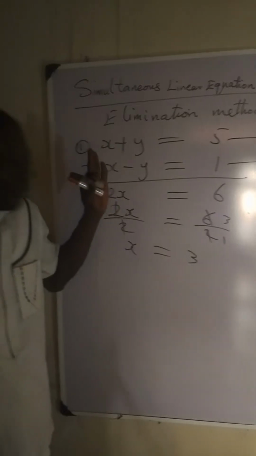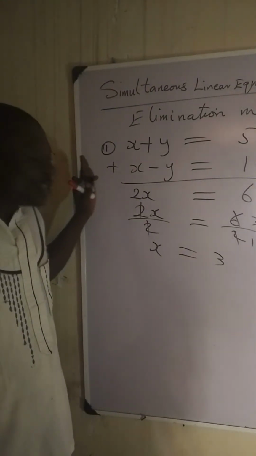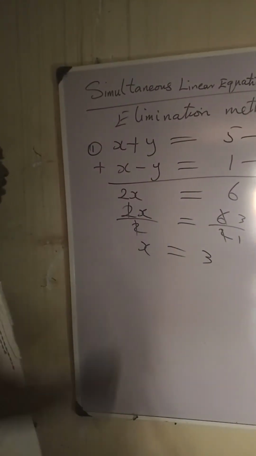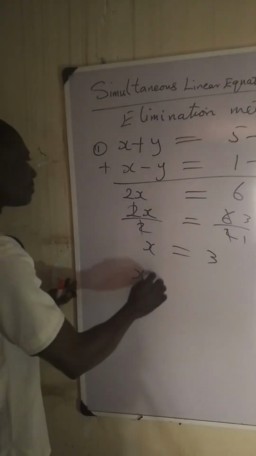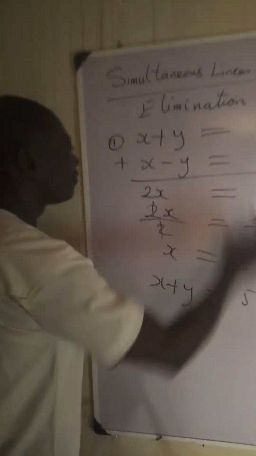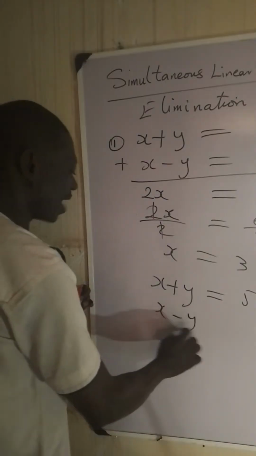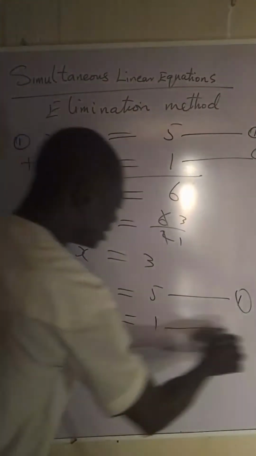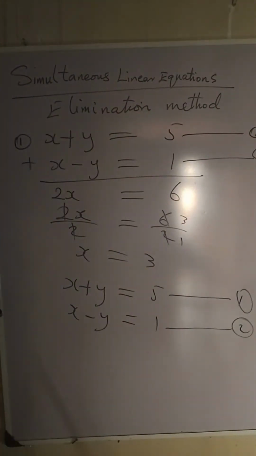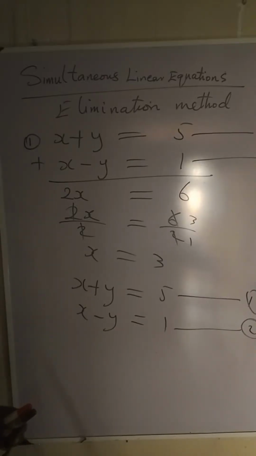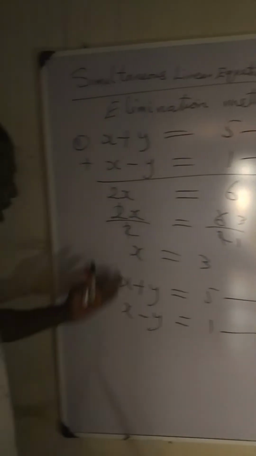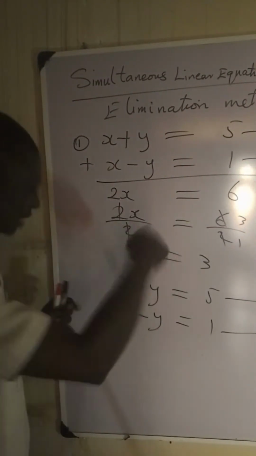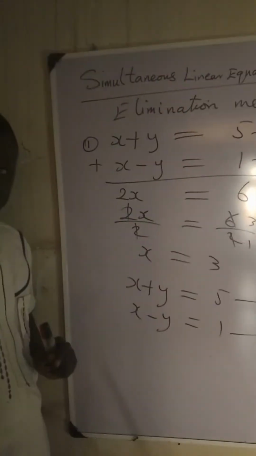Assuming we don't want to solve by substitution at all, we just want to eliminate, only elimination, then let us pick the same equations. X plus y is equal to 5 and x minus y is equal to 1. Now, this remains equation 1 and this equation 2. Let us eliminate x in order to solve for y. Since we have gotten x now, we can eliminate the same x so that y will remain in the equation for us to solve it.